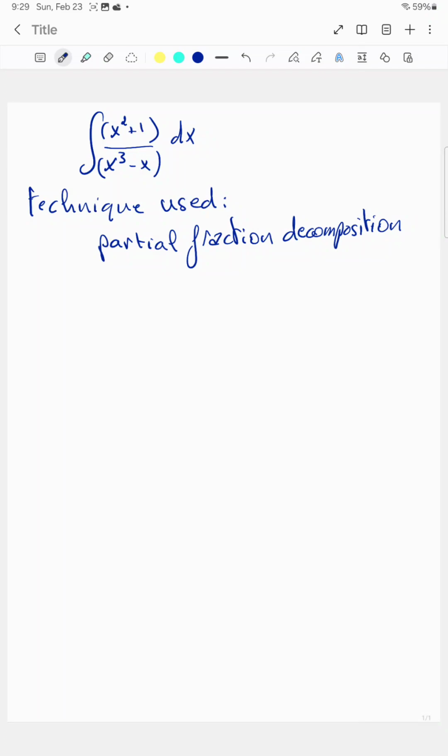In this video, we will solve the integral of (x^2 + 1) divided by (x^3 - x) dx. And the technique that I will be using is the partial fraction decomposition.